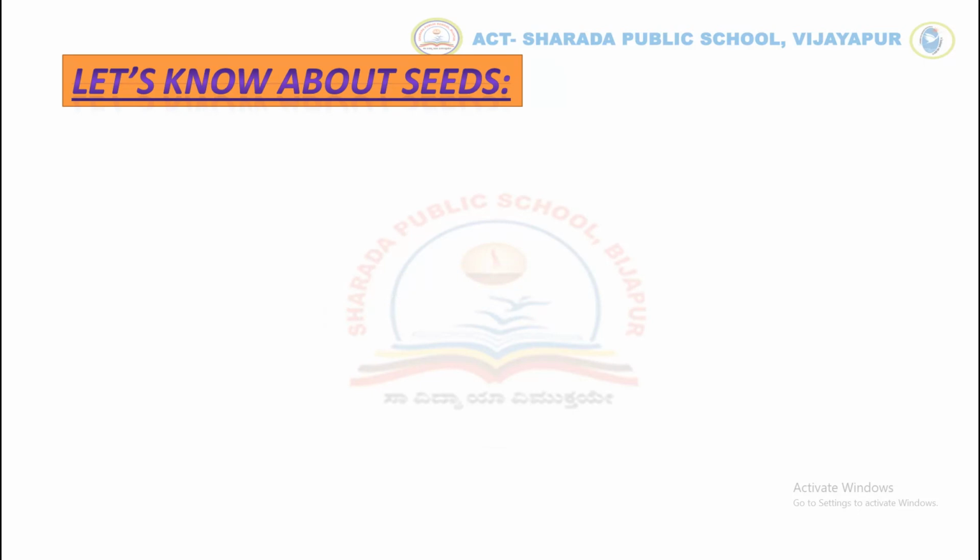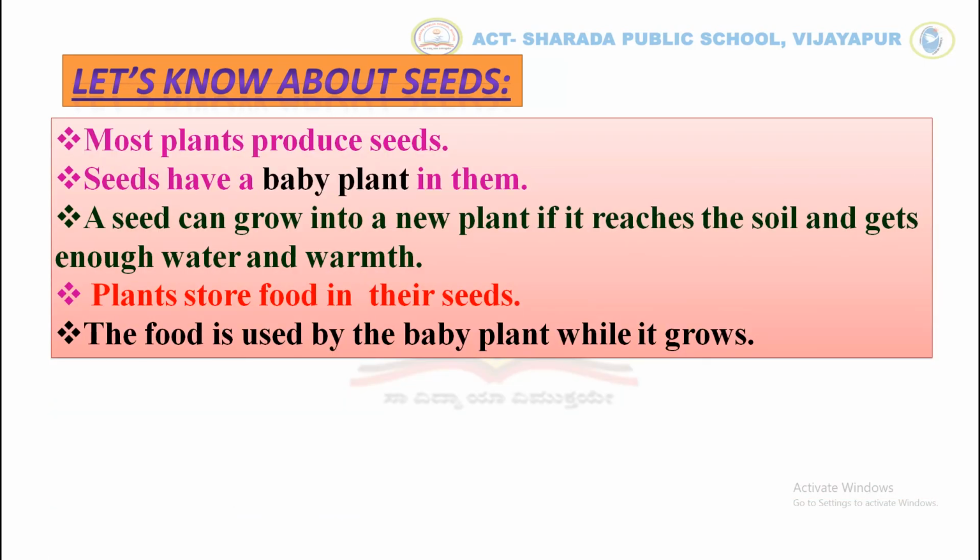Let's know about seeds. Most plants produce seeds. Seeds have a baby plant in them. A seed can grow into a new plant if it reaches the soil and gets enough water and warmth. Plants store food in their seeds. The food is used by the baby plant while it grows.